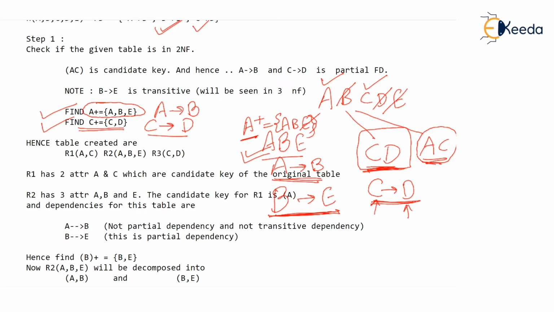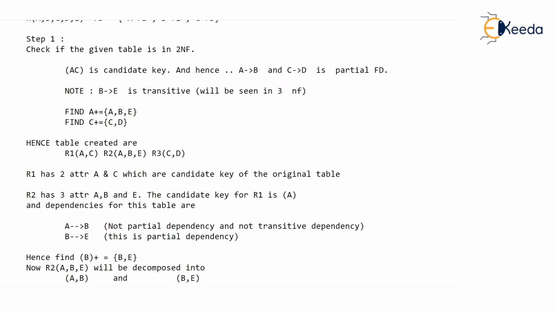So that is what I have explained here in black. Check out that we have got three tables. R1 has AC. This was perfectly the candidate key of the original table. R2 has ABE and R3 has C and D. Now talking about R1, R1 has two attributes A and C which are the candidate key of the original table. So leave it. This is okay, fine.